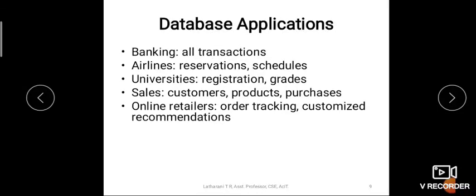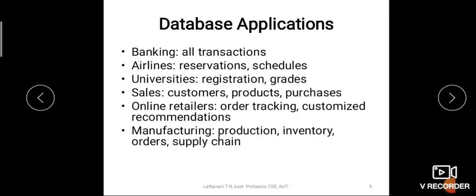Then online retailers, like when you purchase something online, maybe from Flipkart or Amazon, you can track your order and get customized recommendations. So who has ordered what, whether payment is done or it is cash on delivery, how many products, at what time it will reach, and after it reaches, that order has to be marked as delivered. All those details are to be stored, right? So these are all examples which you can take as topics for your mini project also.